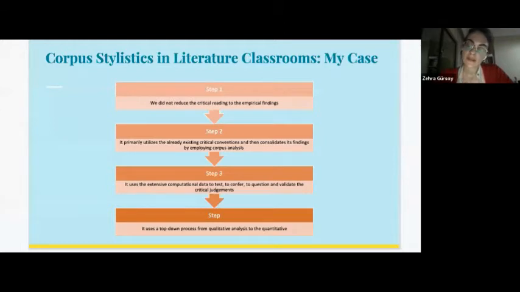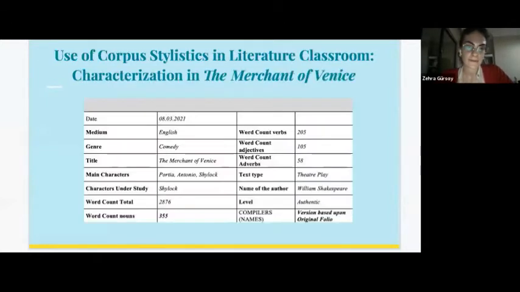Step 2, the corpus approach, as you know, primarily utilizes the already existing critical conventions and then consolidates its findings by employing corpus analysis. In step 3, the corpus approach uses the extensive computational data to test, to confirm, to question, and validate the critical judgments. And in step 4, the corpus approach uses a top-down process from qualitative analysis to the quantitative.